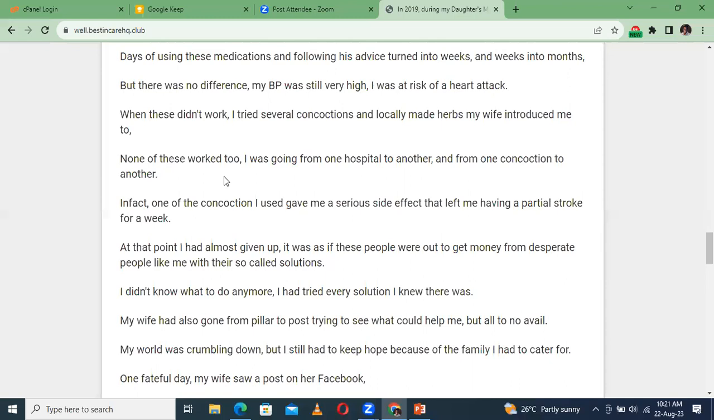Okay. So none of this worked. I was going from one hospital to another and from one concussion to another. In fact, one of the concussions I used gave me a serious side effect that left me having a partial stroke for a week. At that point, I had almost given up. What number are we now, guys?